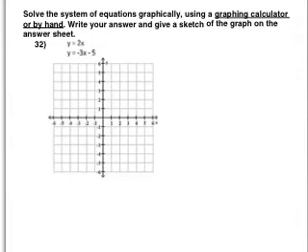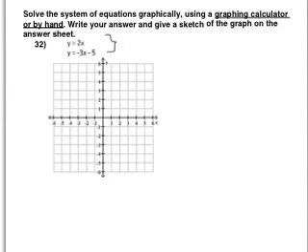Number 32. Solve the system of equations graphically using a graphing calculator or by hand. Write your answer and give a sketch of the graph on the answer sheet. Okay, so there's something you need to really understand about this. We've got a few different ways of solving these systems of equations. The system of equations for us is two linear equations.